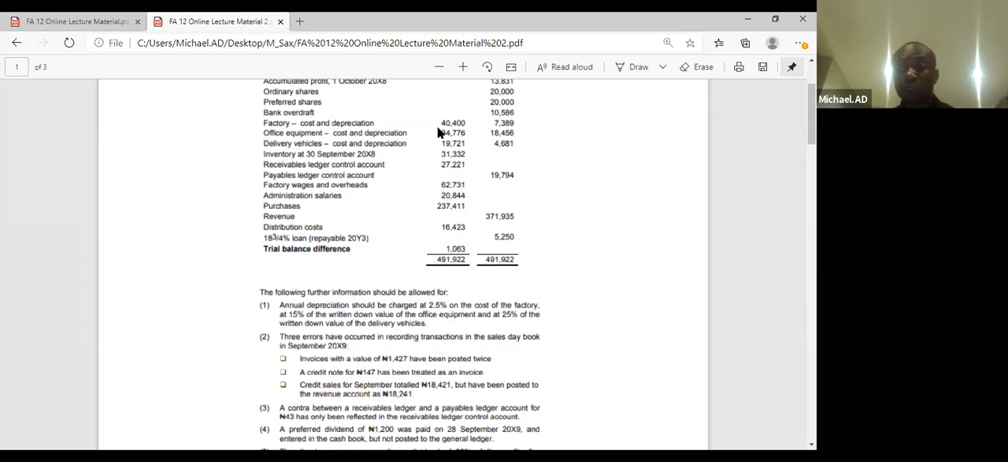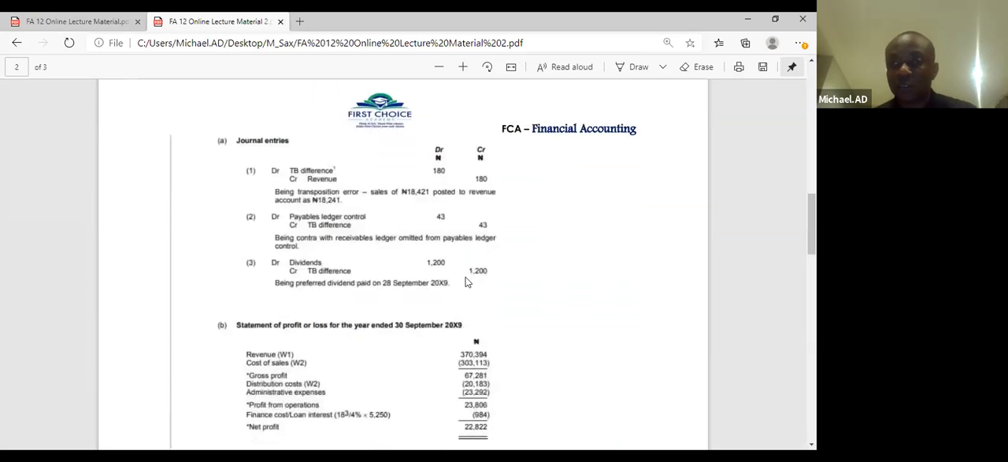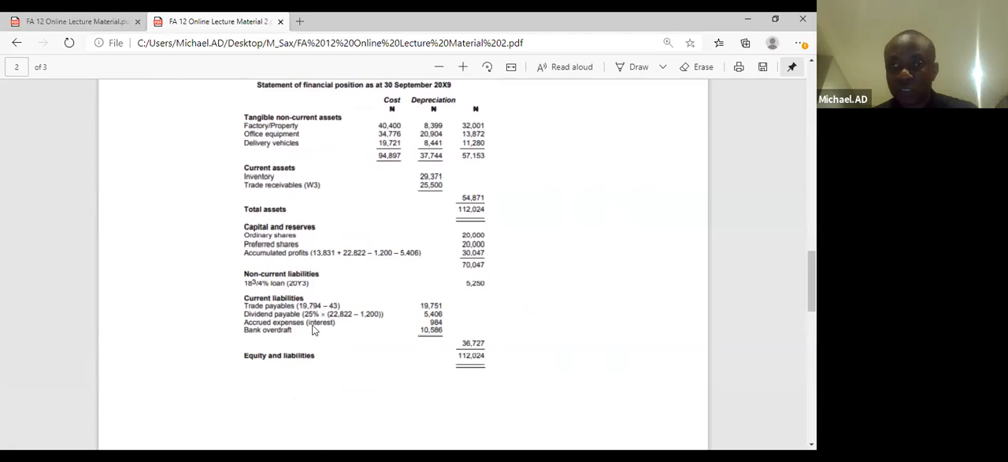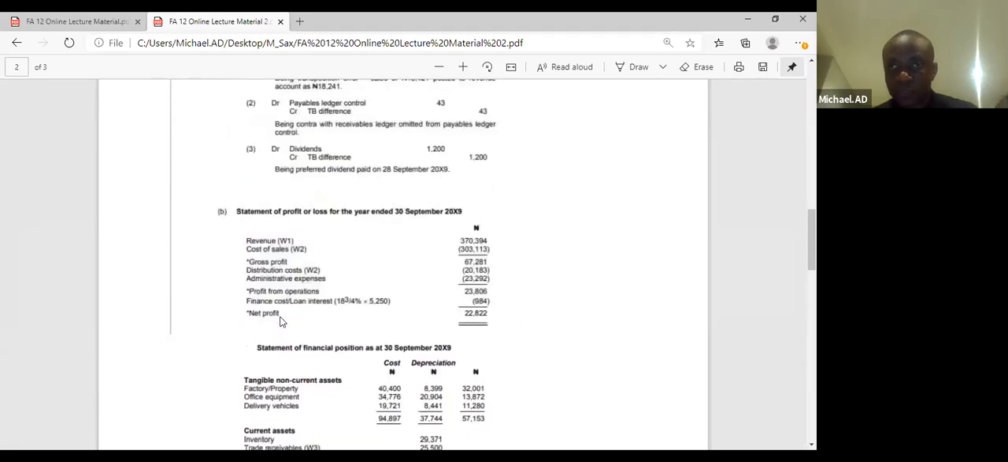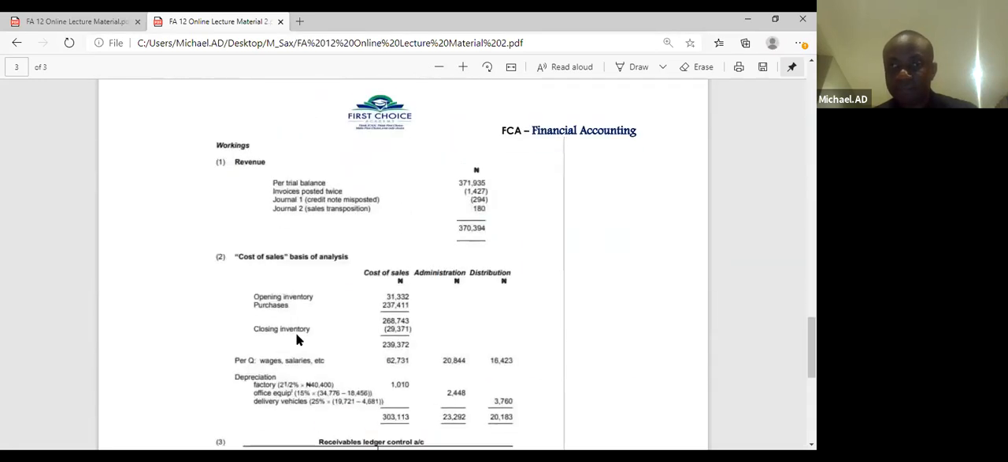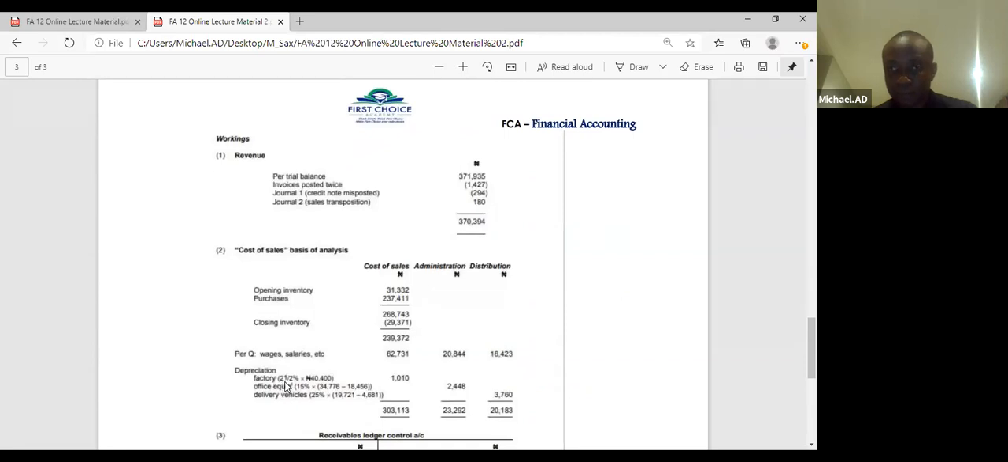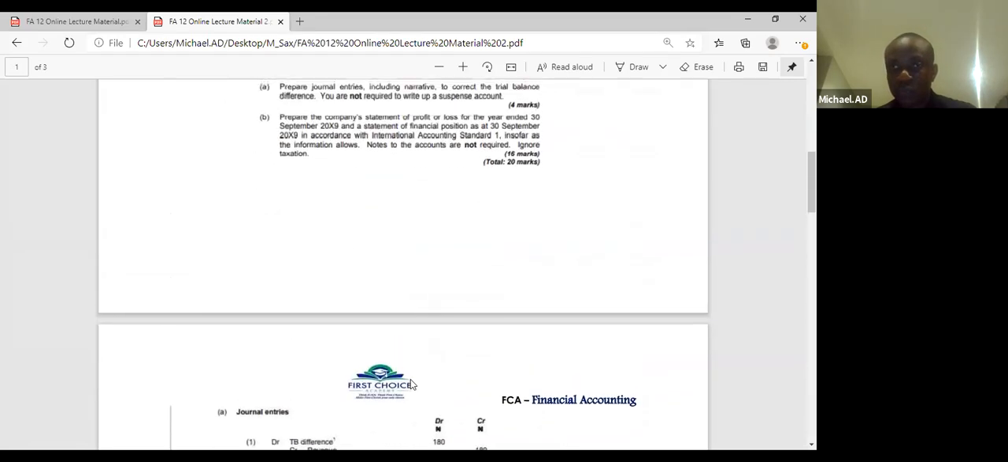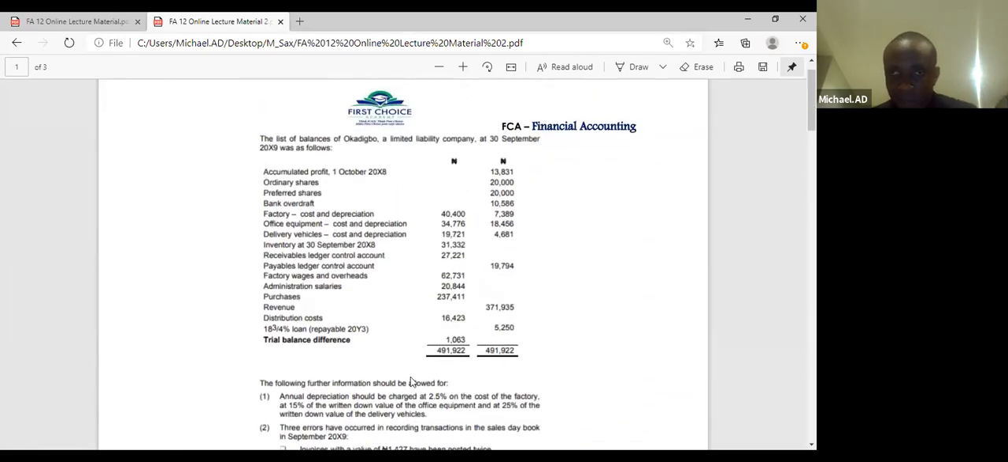2.5% is charged on costs. So find the 2.5% of 40,400 naira. 2.5% of 40,400 gives you 1,110 naira. Okay, I think we have wages, we have salary, and I want to clear out some things in that regard.